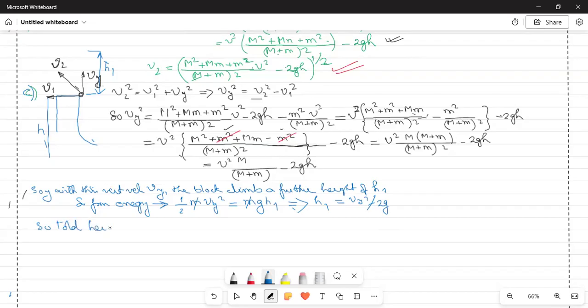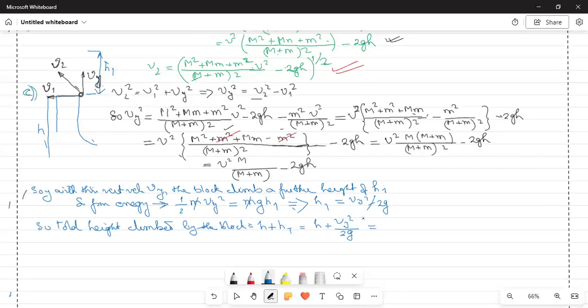So the total height climbed by the block is equal to h plus h1. h plus h1 is equal to h plus vy square by 2g.